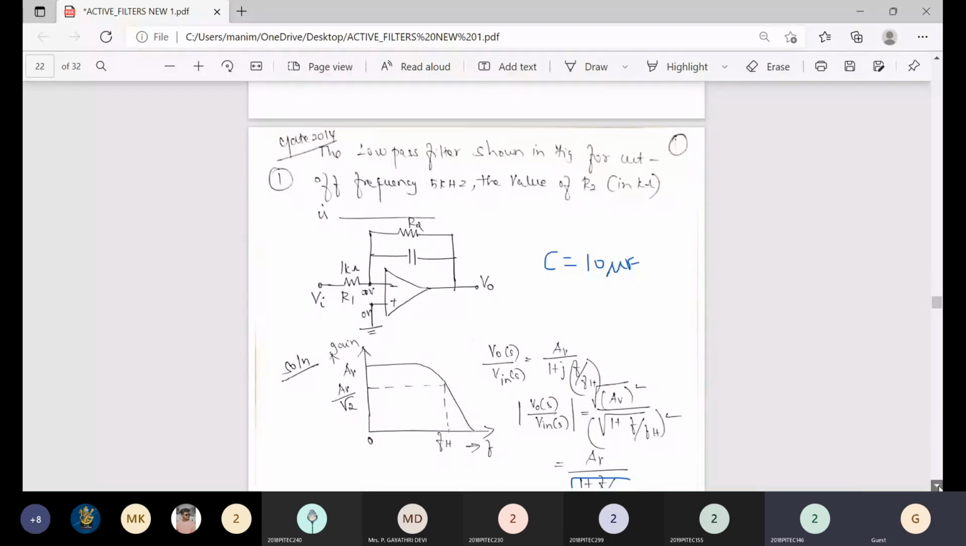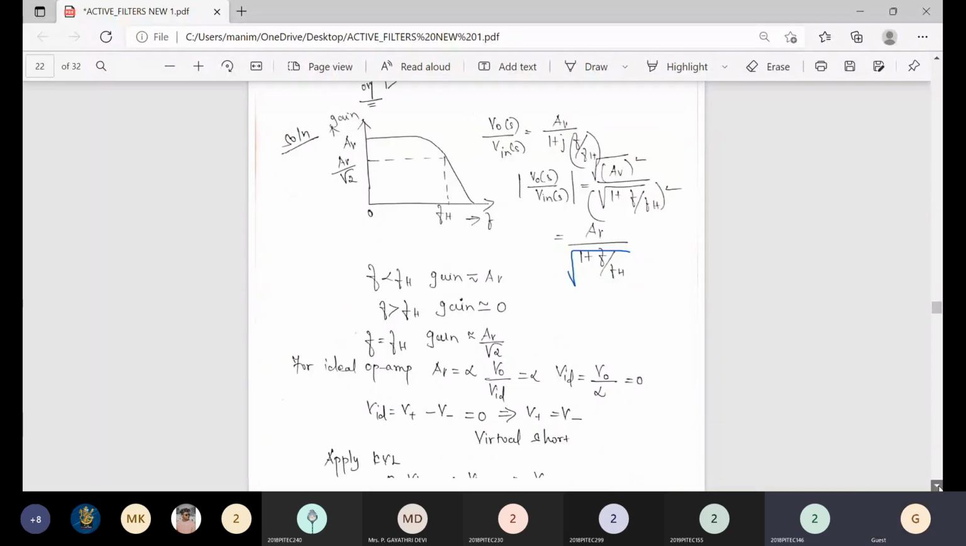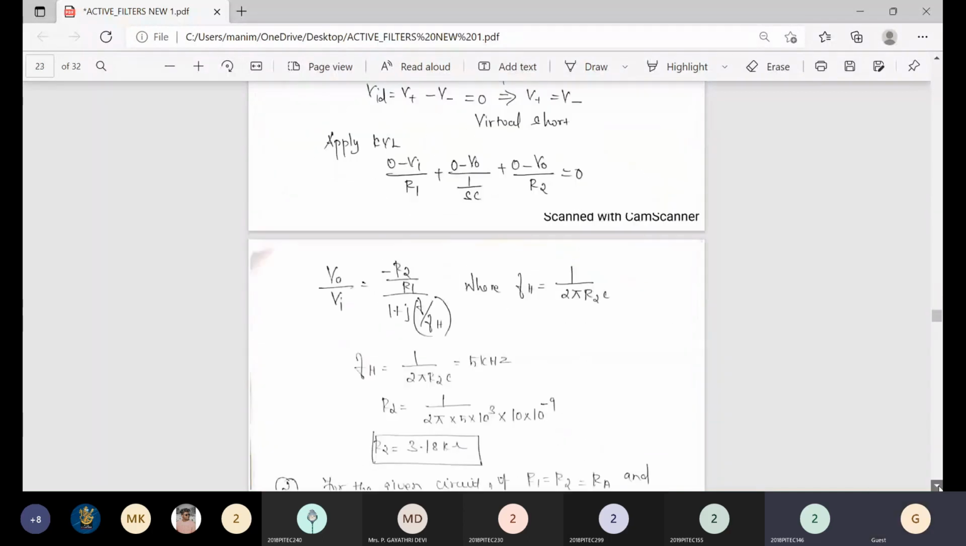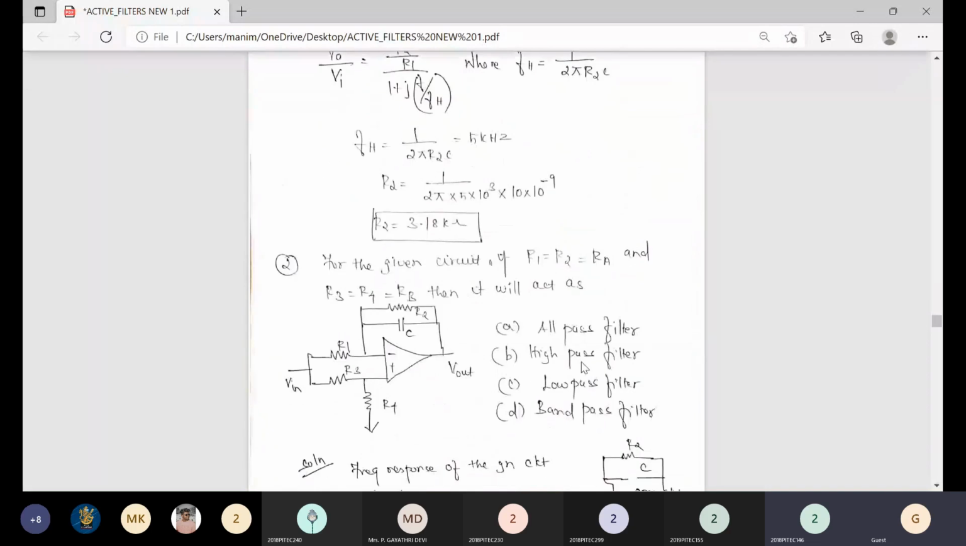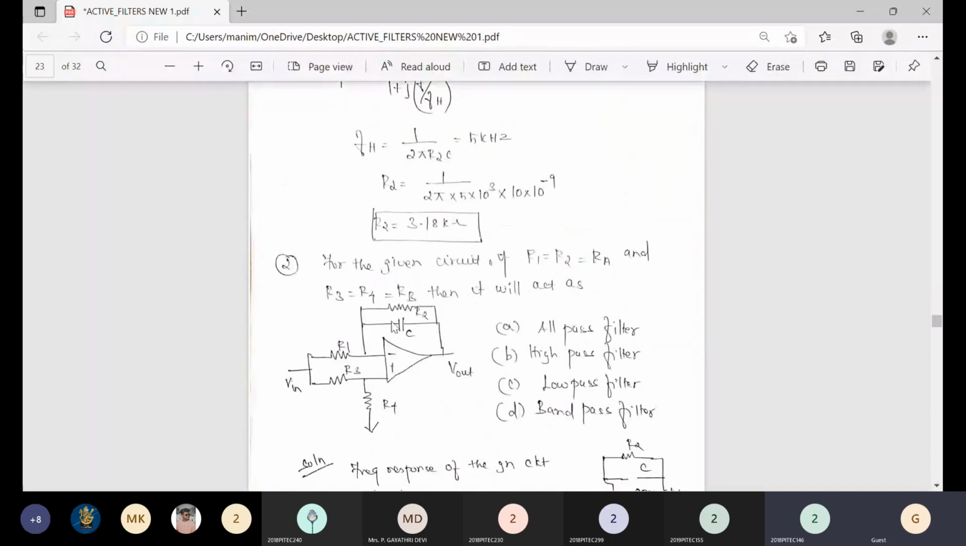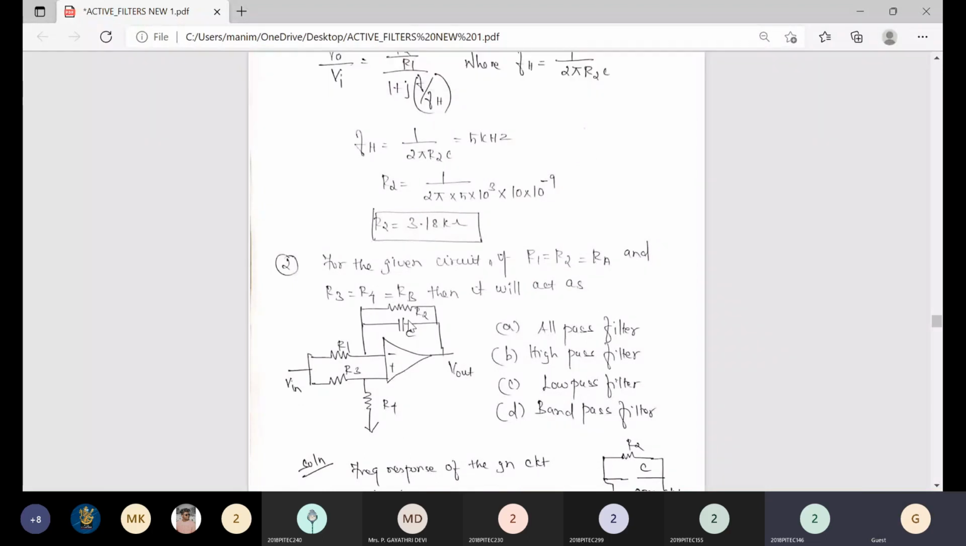So we have calculated the resistance value. The resistance is 3.18 kilohm. Then the second question: they give one circuit. This is a filter circuit. How can we say that it is a filter circuit? We have a frequency selective element, a capacitor, here. If a capacitor or inductor is there, it is a filter circuit.